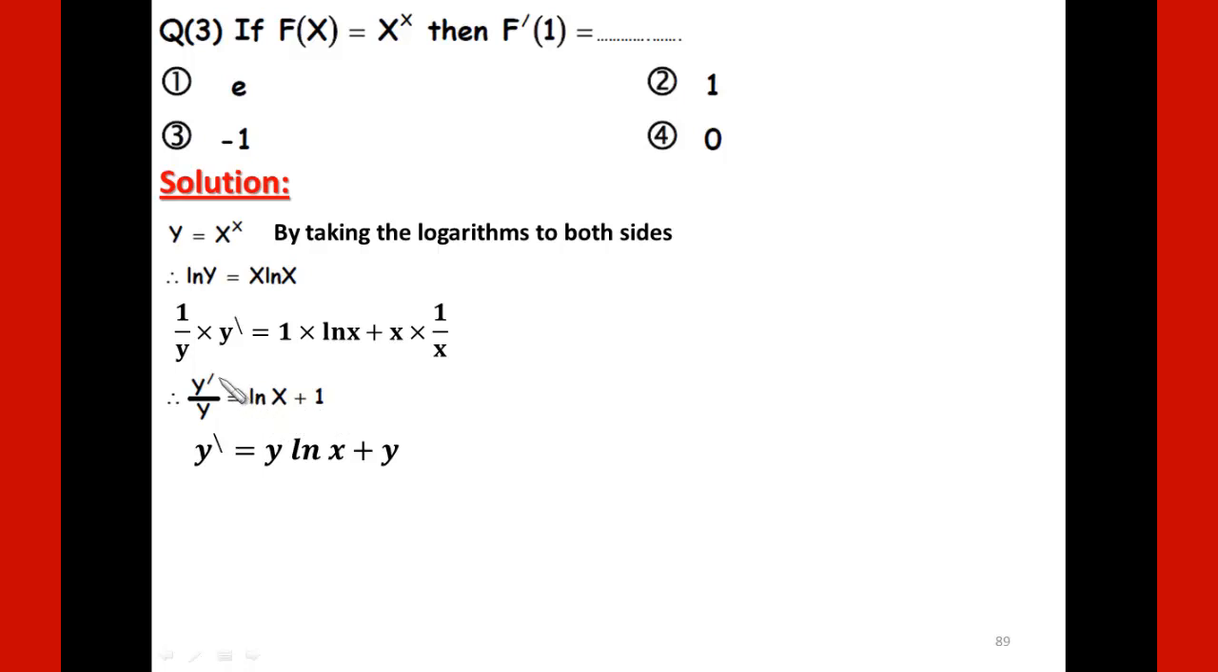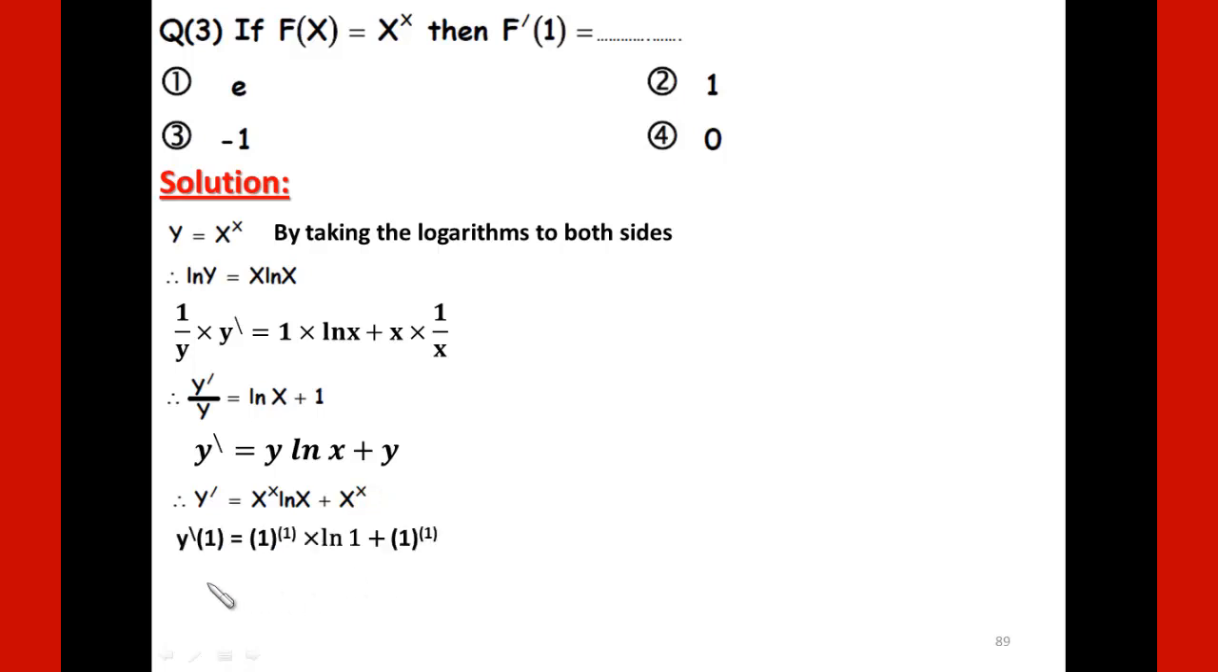Again, to find y dash, we multiply both sides by y, the denominator. So y dash equals y multiply ln x, which is y ln x, plus y multiply 1, which is y. But don't forget that y equals x power x. So we substitute it. Then y dash equals x power x ln x plus x power x. And this is the solution.